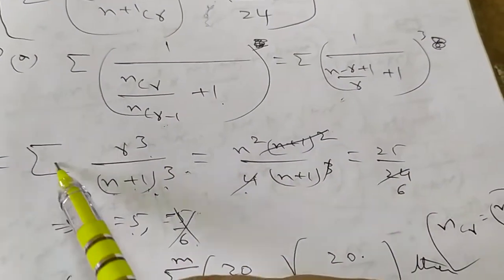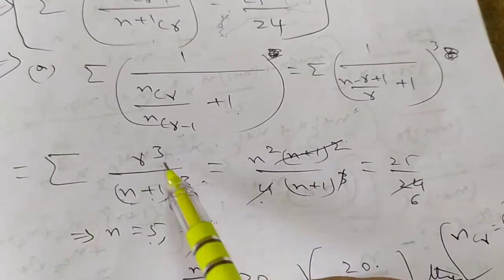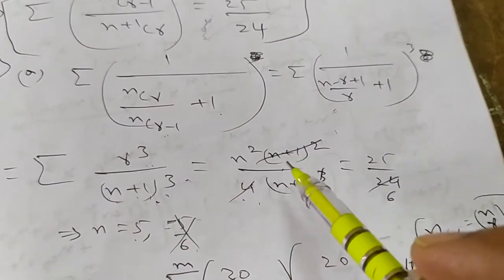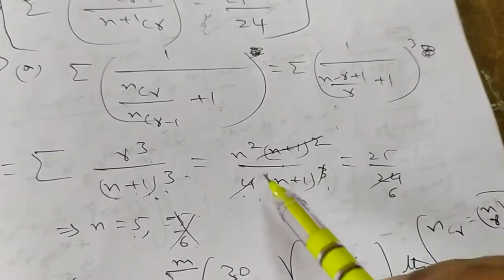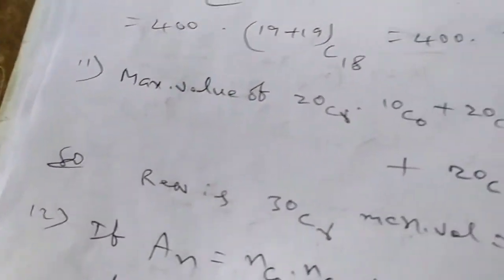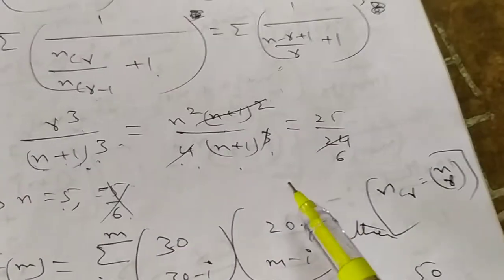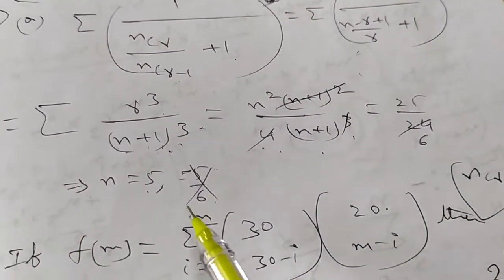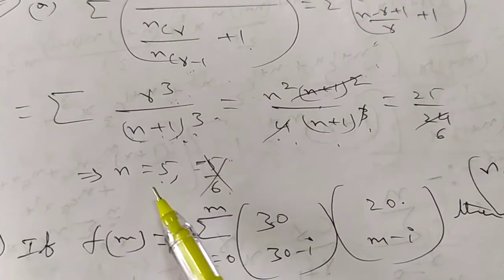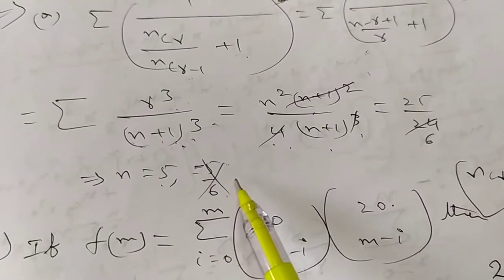Sigma r cube formula. Sigma r cube means 1 cube plus 2 cube plus 3 cube plus and so on up to n cube; the formula is n square into (n plus 1) whole square by 4. So (n plus 1) whole square cancels. Now we have n square by (n plus 1). Its value is given. That is 15 by 4. Okay, sorry. Here it is 25 by 24. So by simplifying, we get a quadratic in the variable n. By factorizing, we get two values. They are 5 and minus 5 by 6. n is always a positive integer, so minus 5 by 6 is not possible.